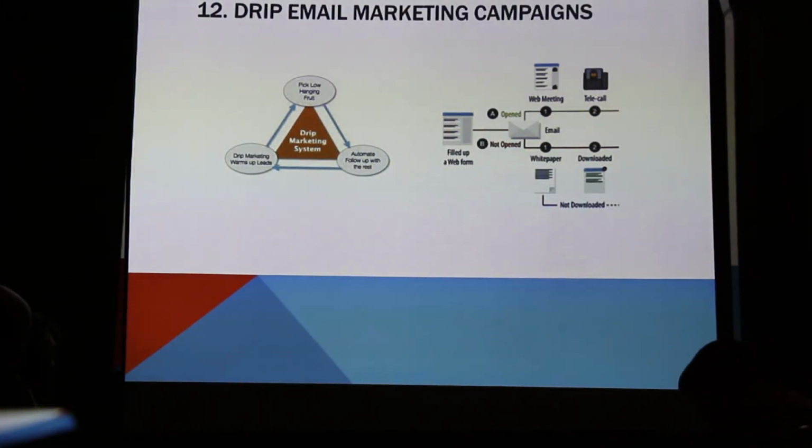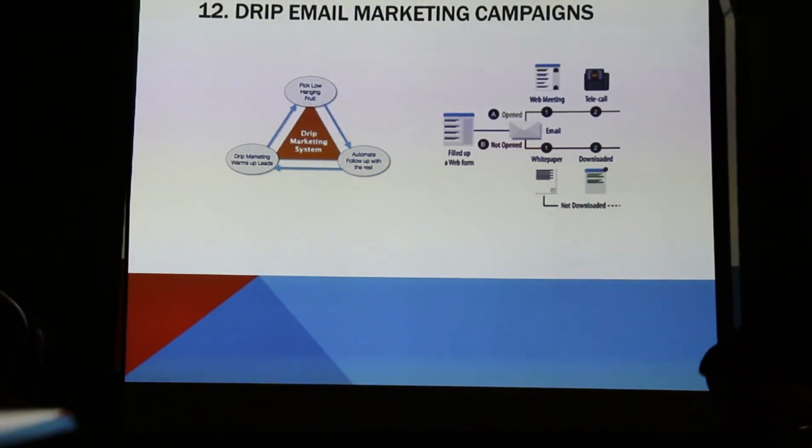And then there's also drip email marketing campaigns. This is, again, another way to automate your processes, and it allows you to market very relevant content to users based on the actions that they take.